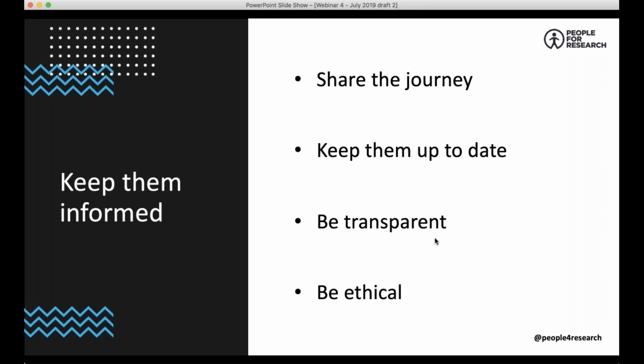Keep them up to date if you change your process, if you change the way you process that data, for example, or if you need to share that data with a client and you didn't realize at the beginning. Be transparent again. There's a lot of GDPR focus here. Being transparent with the way you collect, store, process your data, how participants can request for their data to be deleted, and the last one is basically a summary of this slide. Just be ethical with your recruitment process.